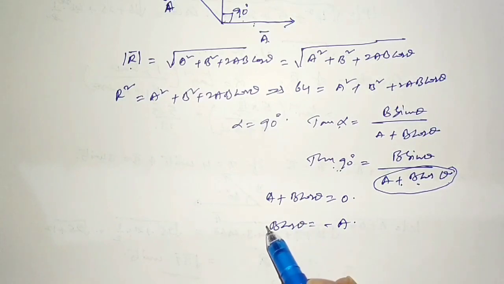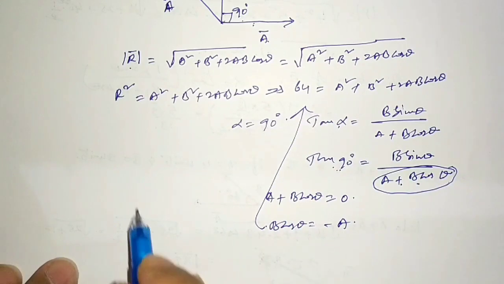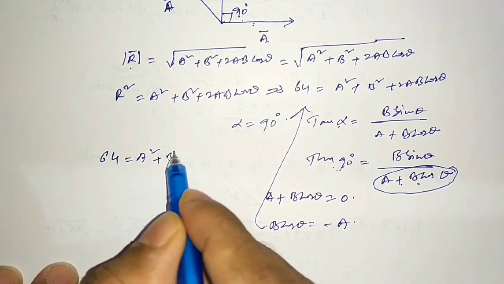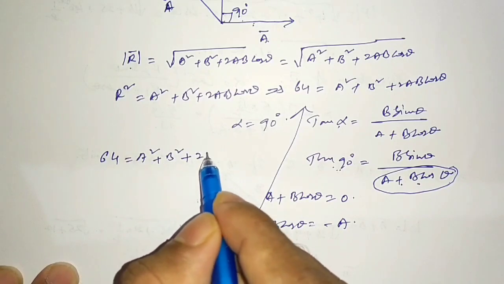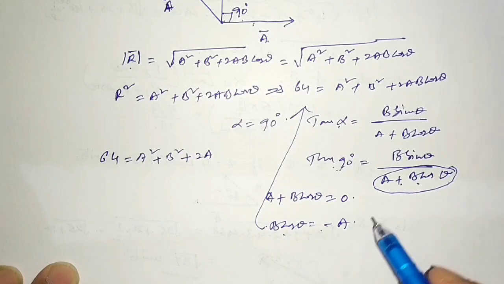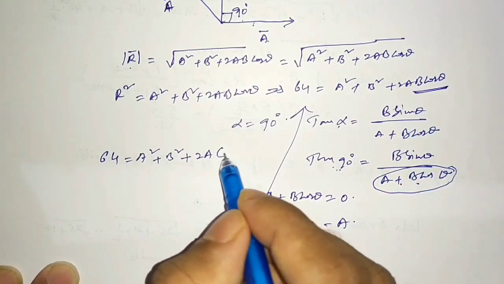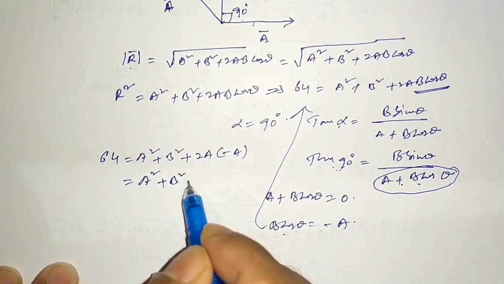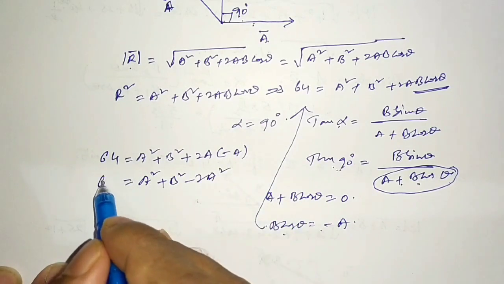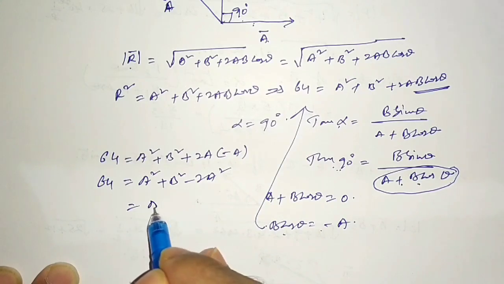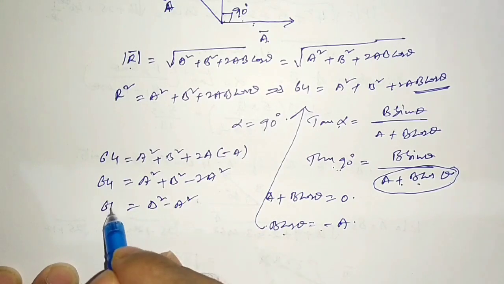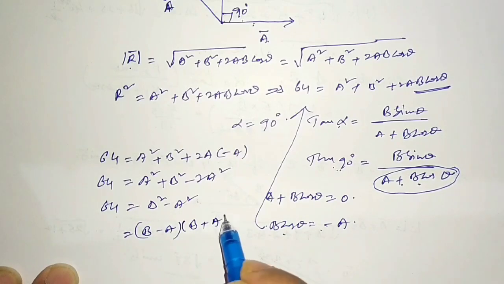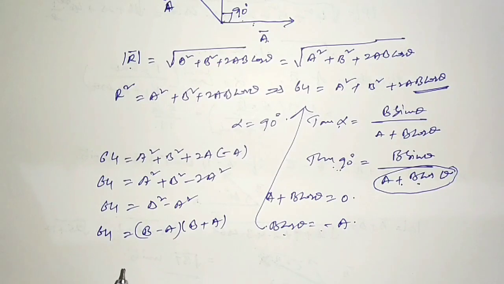Okay, substitute this value in this one. That is 64 is equal to a square plus b square plus 2a into b cos theta value, how much? Minus a. Okay, this can be written as a square plus b square minus 2a square is 64. That is b square minus a square you will get as 64. It can be written as b minus a into b plus a. Can I write? Yes. Right?